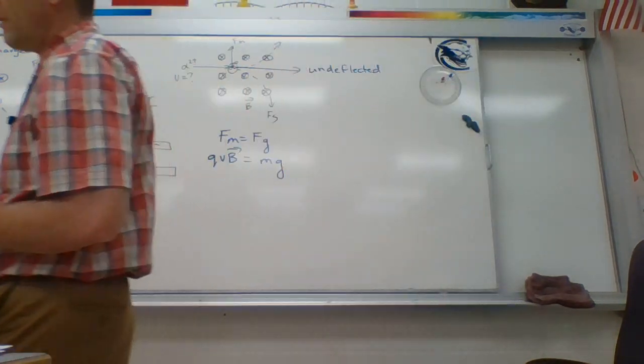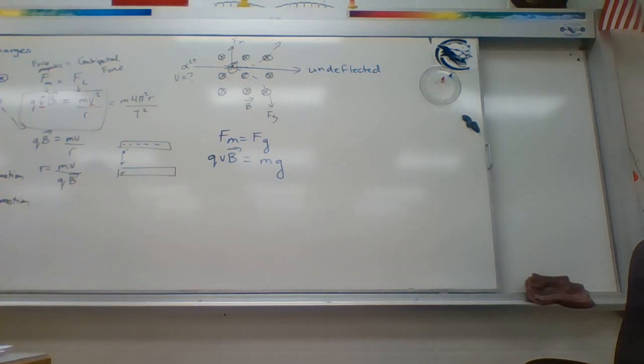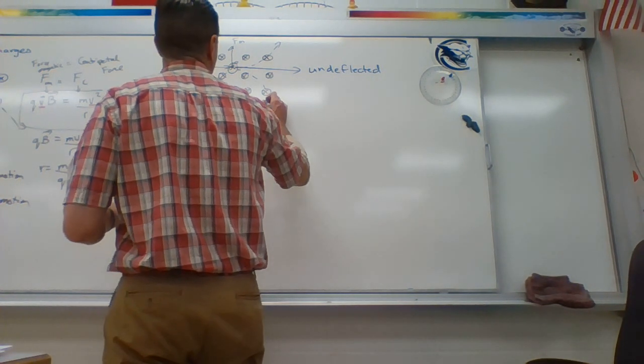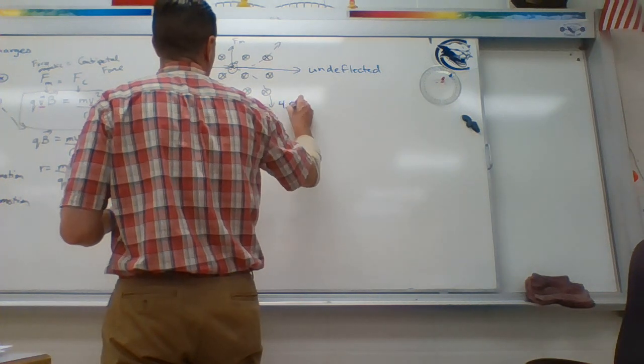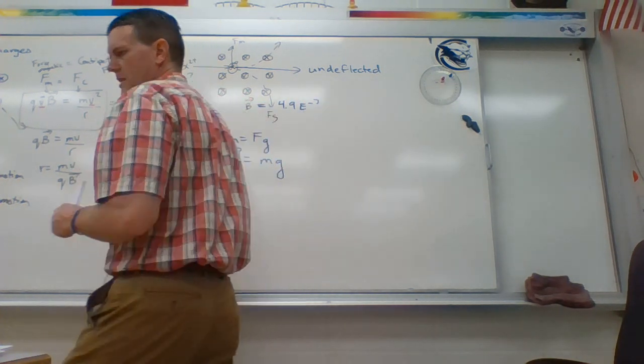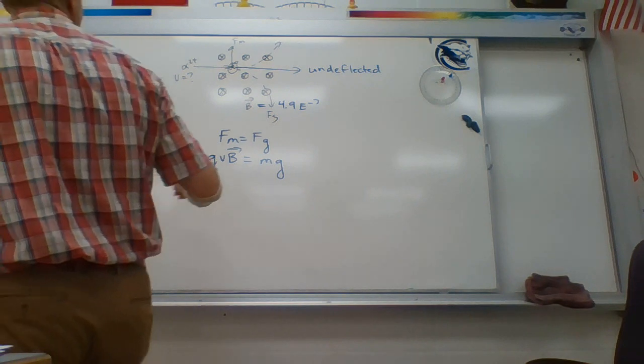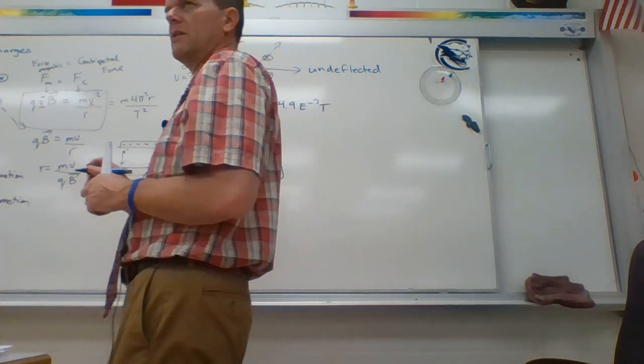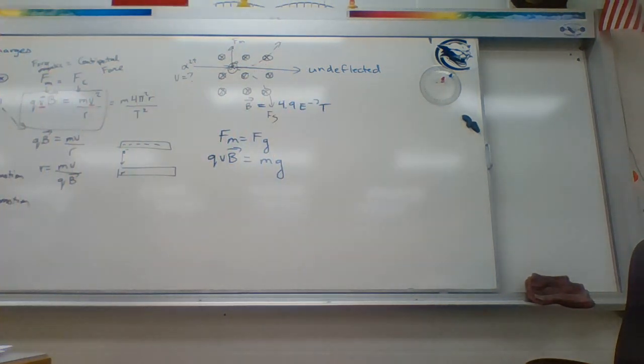Okay, now in this though, I need to give you a couple of things. We're going to say that the magnetic field here is a really weak field, 4.9 times 10 to the negative 7 Teslas. Okay, that's how weak the magnetic field is.